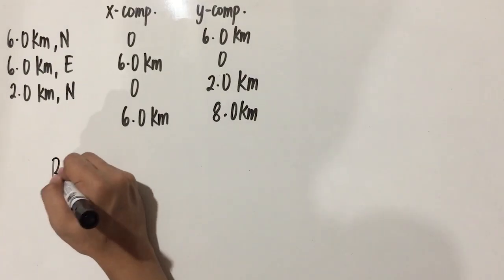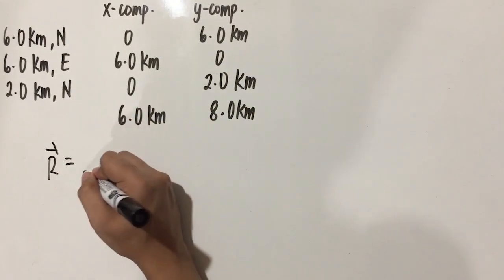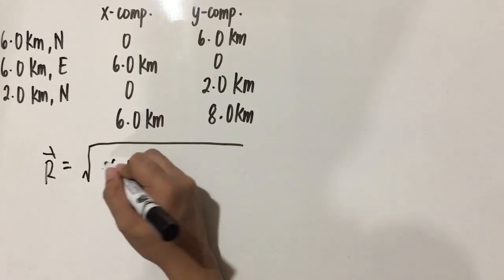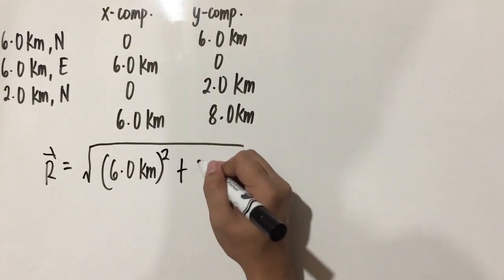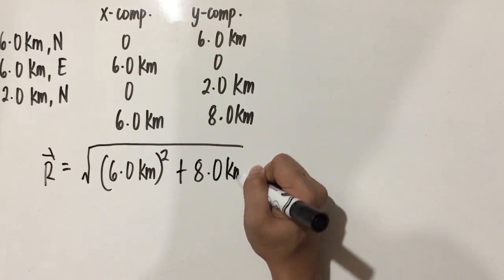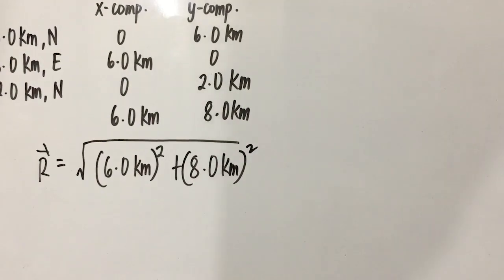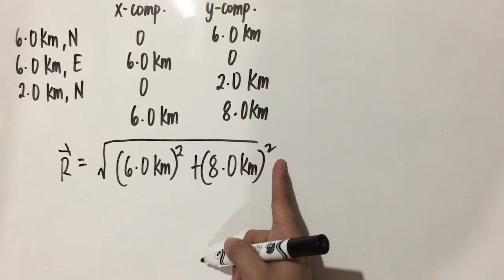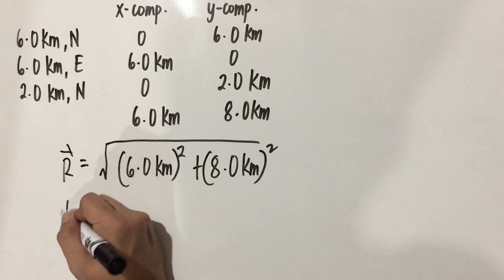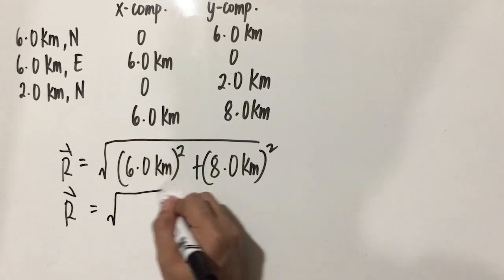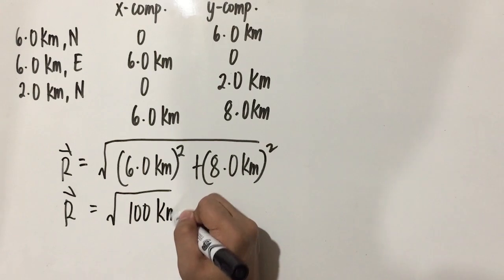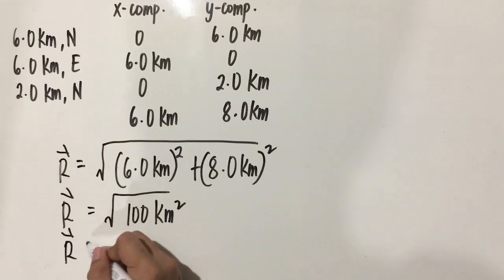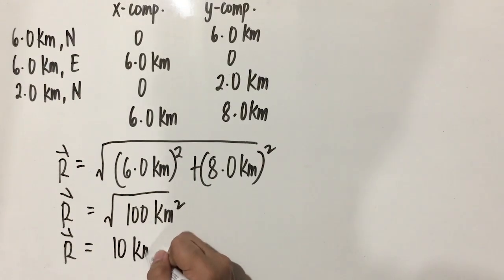Now let's continue our solution. In order for us to get the magnitude of the resultant vector, let's use the Pythagorean theorem. Plug in 6.0 kilometers squared plus 8.0 kilometers squared. So get the square of 6.0 kilometers and 8.0 kilometers, then we have to add them. The answer there is 100 kilometers squared. So we have to take the square root in order to get the resultant magnitude. So that is 10 kilometers.